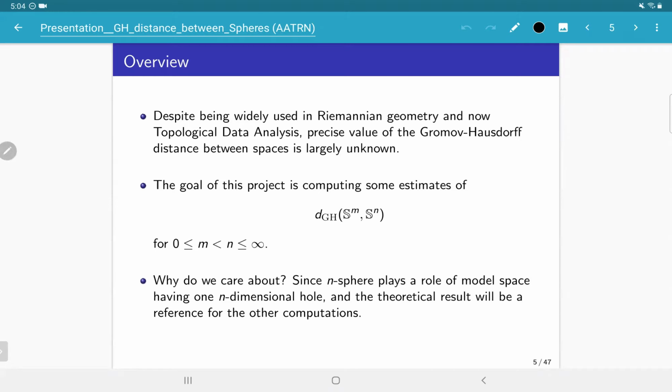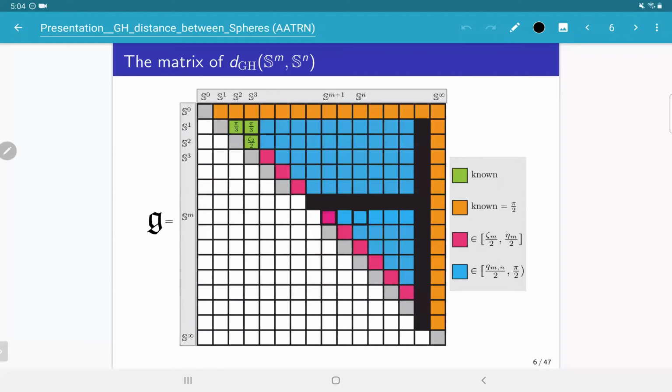And why do we care? Because n-sphere plays a role of model space having one n-dimensional hole, and hopefully this theoretical result will be a reference for the other computations. In other words, to summarize, we want to fill this matrix of Gromov-Hausdorff distance between m-sphere and n-sphere. And today I will summarize some of the important results in this project.